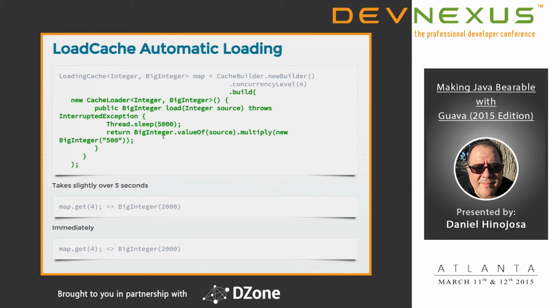So let's say I call map get 4. And then there's that table again.